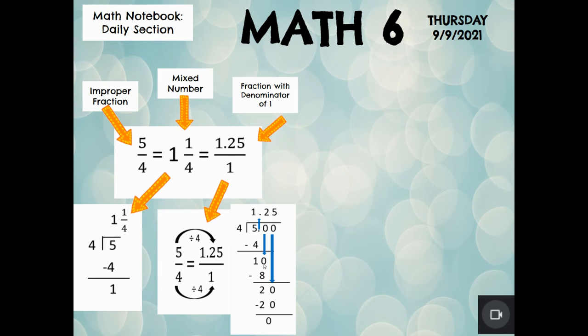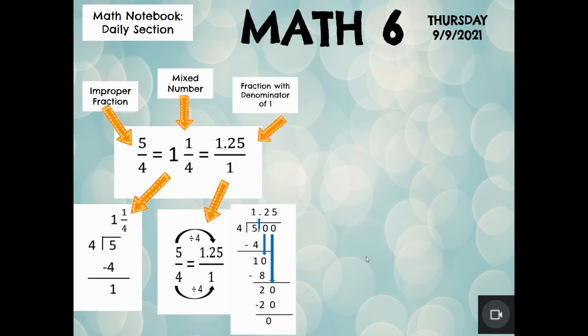2 times 4 is 8. 10 minus 8 is 2. We can put another 0 in there. And this time it comes out even. We can get 5 groups of 4 from 20. 20 minus 20 is 0. So it ends right there. 1 and 25 hundredths. Now this is a new problem.